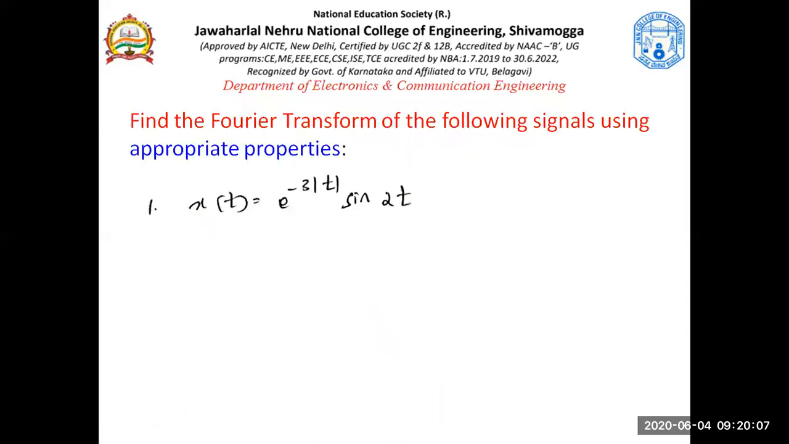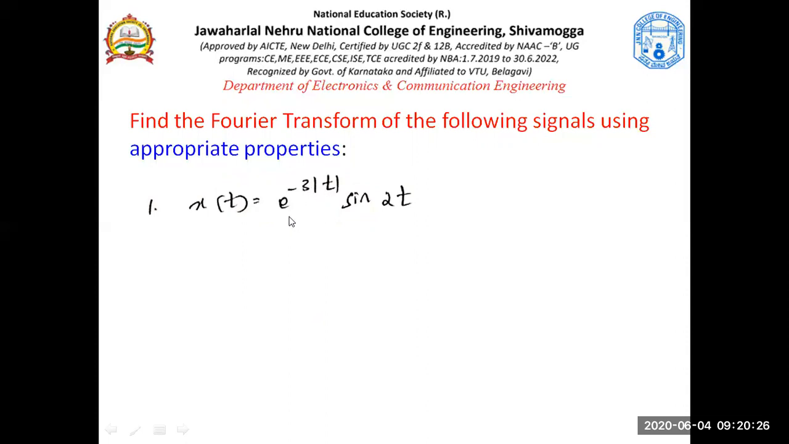So let's take the problems one by one. What is it saying? Since we have learned the properties of FT, now we are asked to find the Fourier transform by using the appropriate properties. So using properties, we need to be doing these problems.